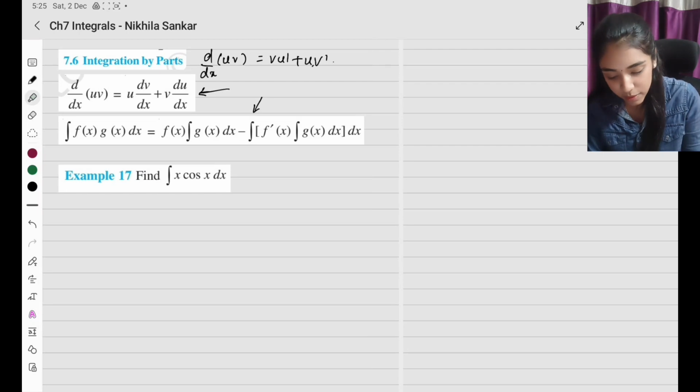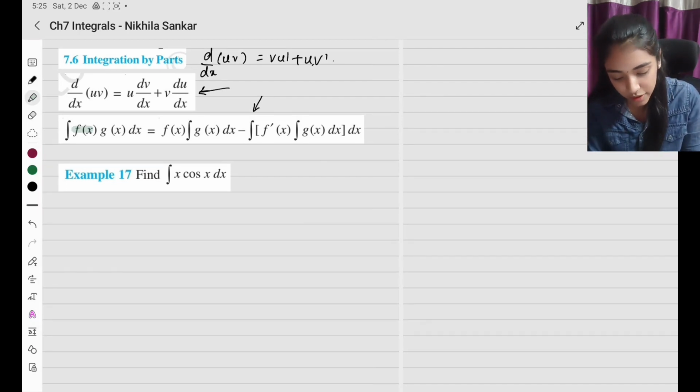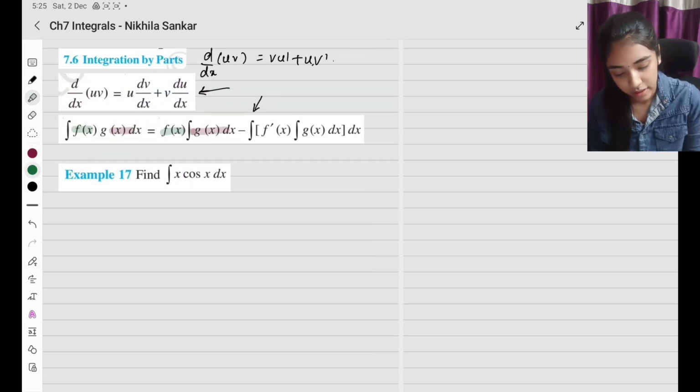Integration by parts you can solve for two different functions. So how does this work? You have first function and you have a second function. Basically the formula is going to look something like this. You have first function as it is times integration of second function. Then you have integral of the derivative of the first function times the integral of the second function, and that whole thing integrated. Okay, you understand?